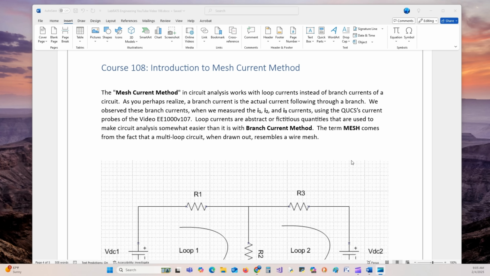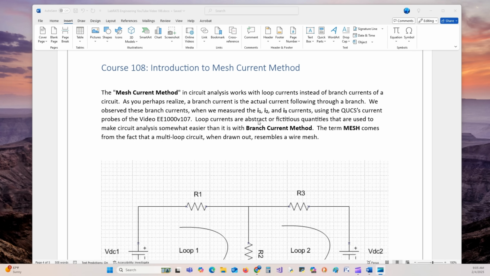lesson. As you perhaps realize, a branch current is the actual current flowing through a branch. Right through here, and this is the branch. We will observe these branch currents when we measure the I1, I2, I3 currents using the QUCS current probes of the video 107, which was our last lesson.